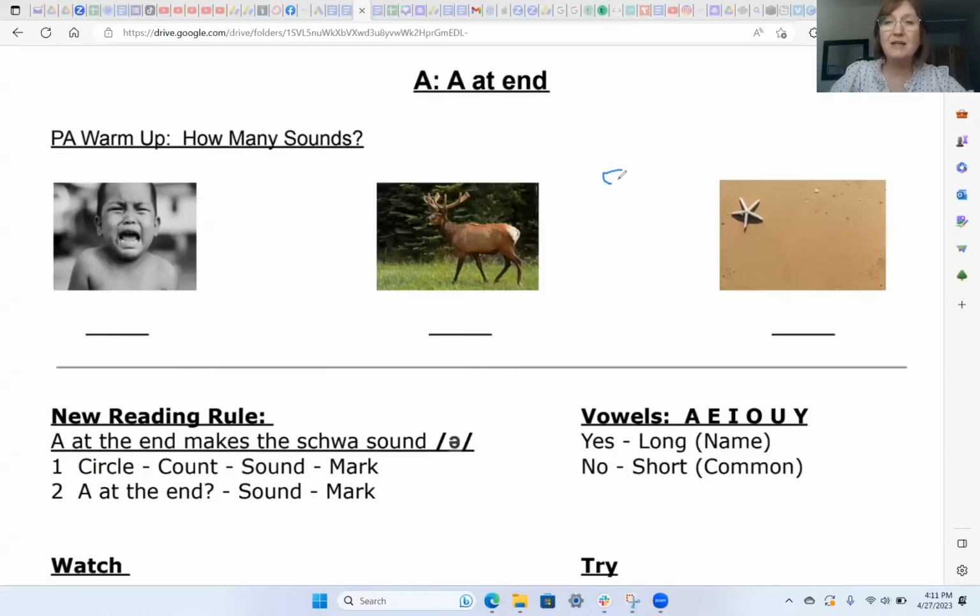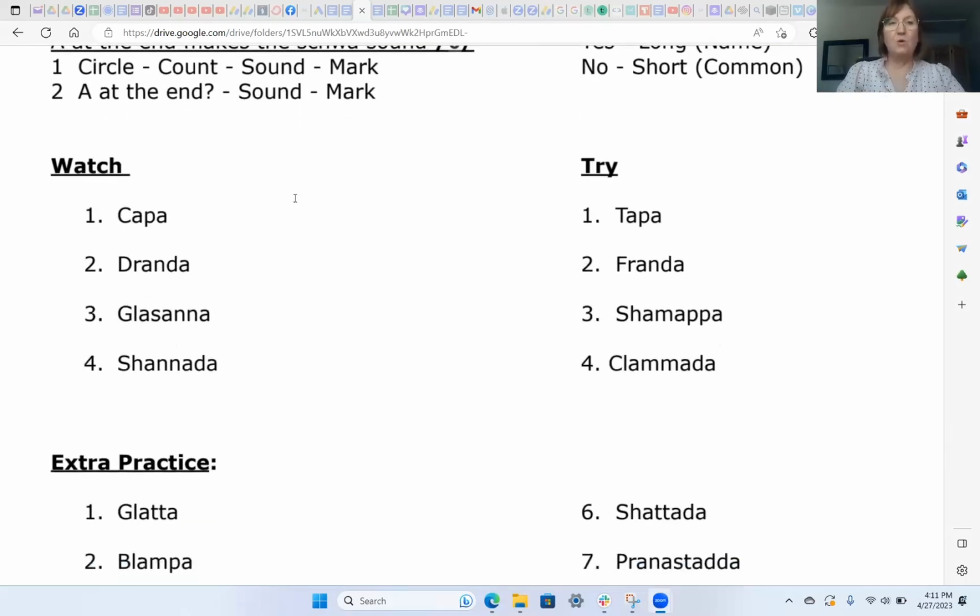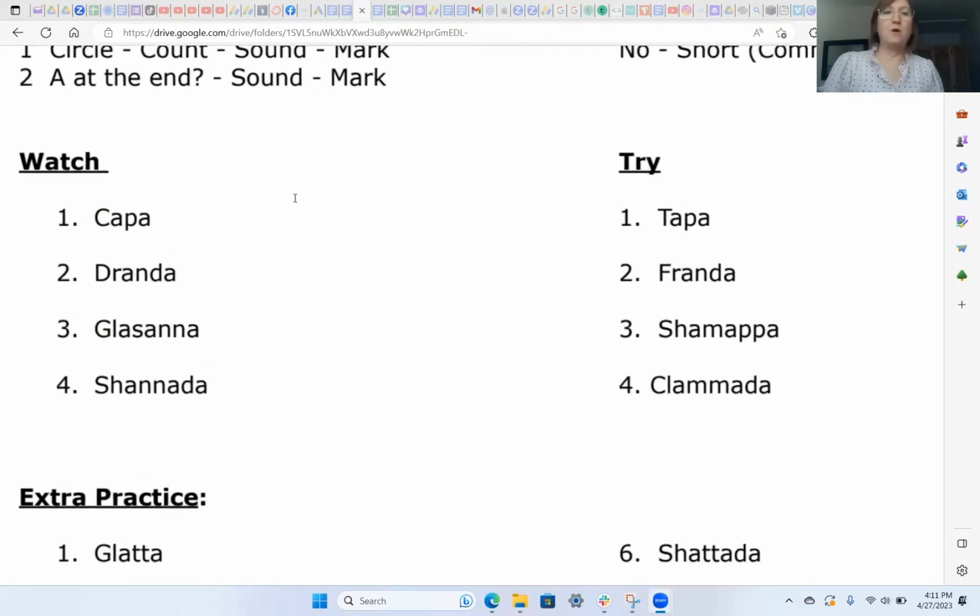Now that schwa sound is marked by an upside down E. If you want to practice making that, you're going to go back, down, up, and around. An upside down E is the symbol for the schwa sound. So let's practice our words and applying. So I'm going to grab my pencil.